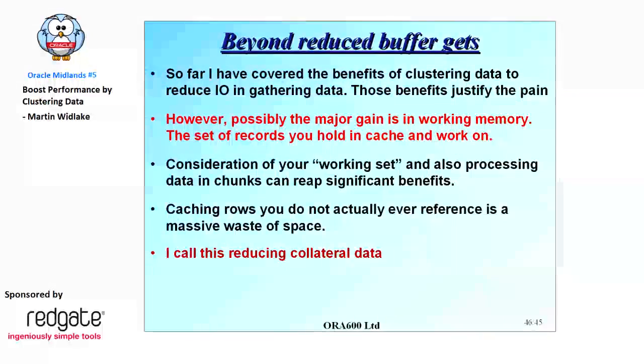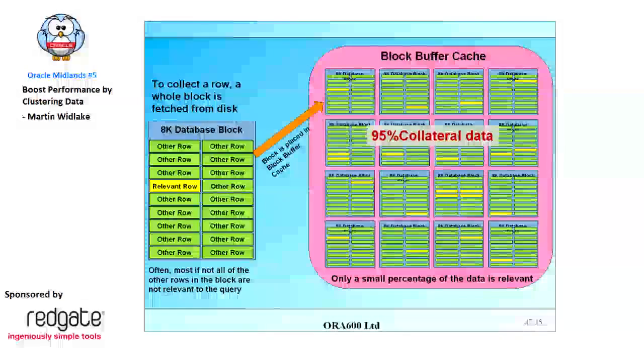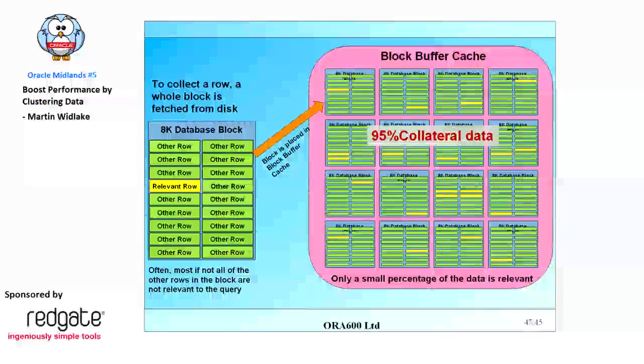Caching rows you don't actually have a reference to is a massive waste of space. You do not want to cache data you're not going to look at. So, what do I mean by this? This is how a lot of our systems work. You want a relevant record, you go to your block, it gets pulled into your cache, you only want that record. All the others you don't care about. But you don't care because it was only like 4 or 5 consistent gets to get there. But that record is now in your SGA. And your SGA is stuffed to the gills.